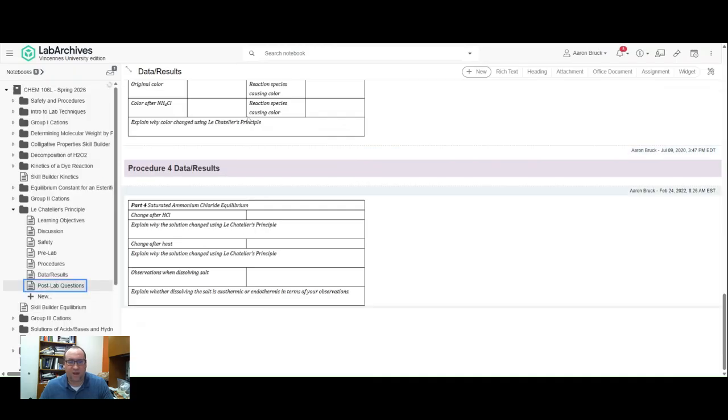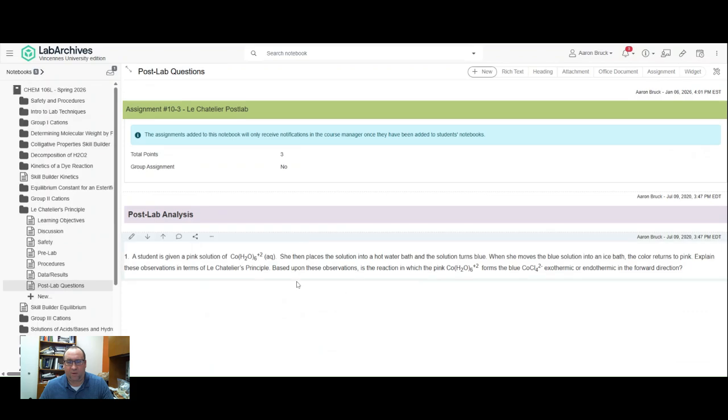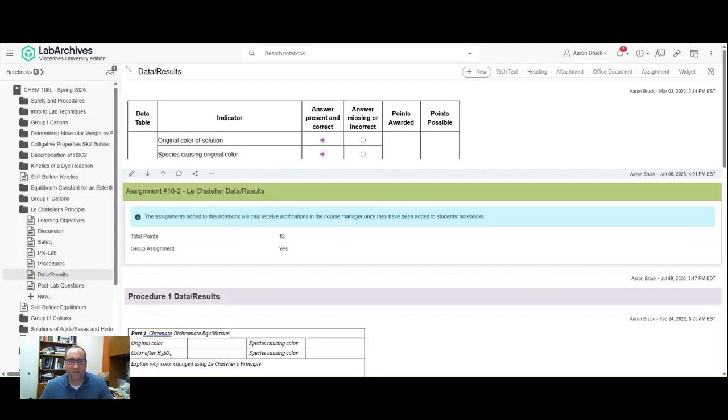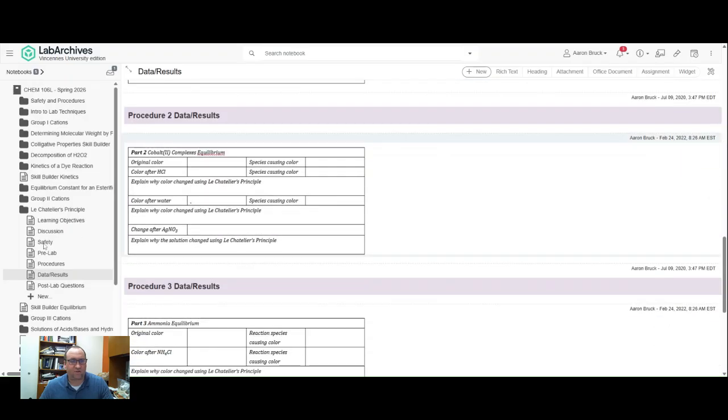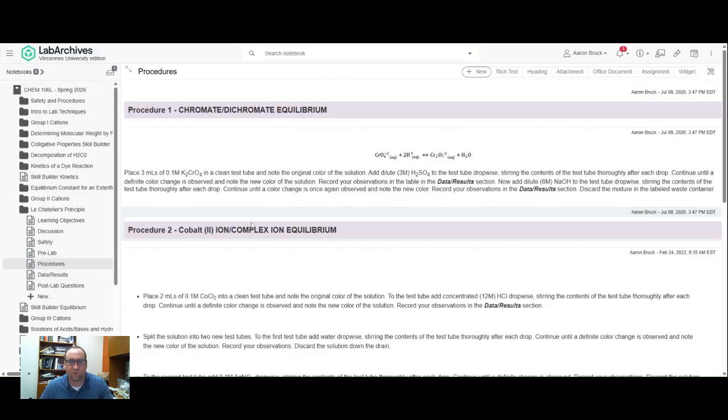Now, there are some post-lab questions here, in particular asking you to look at one of the systems that you looked at, the cobalt system, and determine whether it's exothermic or endothermic based upon some observations that are written in there. So as an experiment, this is a very straightforward experiment. So let's look at the 4 systems themselves, just to give us a little bit of context.